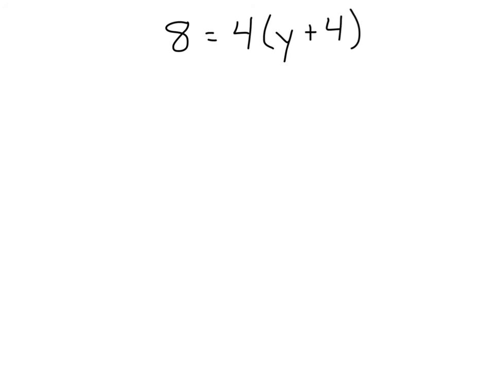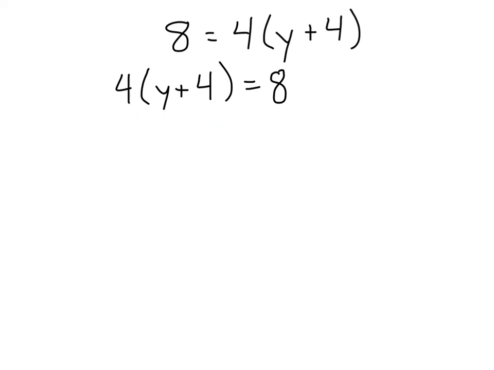Alright, so now we have 8 is equal to 4 in parentheses y plus 4, close the parentheses. Remember, I like to always ensure that if we have a constant, I move it over to the right side of the equation. So I'm just going to rewrite this real quick to make it 4, and in the parentheses, y plus 4 is equal to 8. This is the exact same equation. I switched it around. Now we have our distributive property.